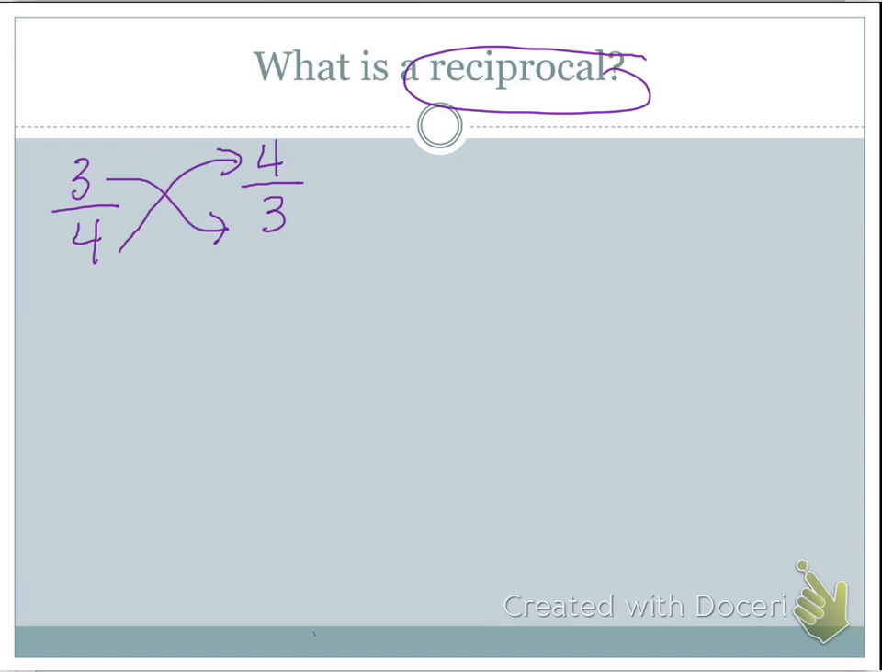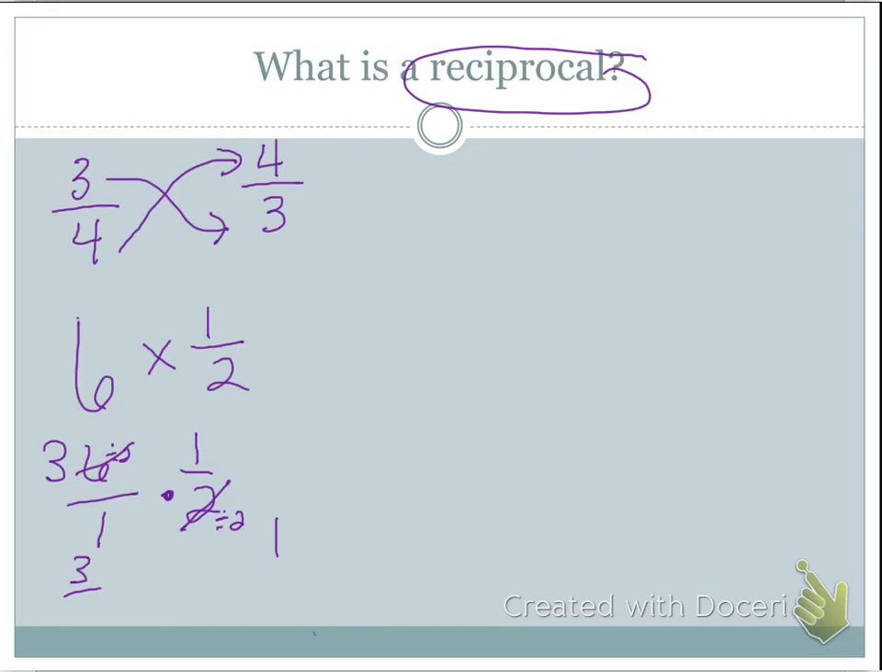Let's say that you have 6 of something and you want to find half of 6. To find half of 6, you would multiply it by 1/2, which is what we did yesterday. So we would rewrite this as 6/1 times 1/2. And then we would cross cancel. So both of these can be divided by 2. So this 2 becomes a 1, and the 6 divided by 2 becomes a 3. So our new problem is 3/1 times 1/1, which is 3/1, which of course is 3.